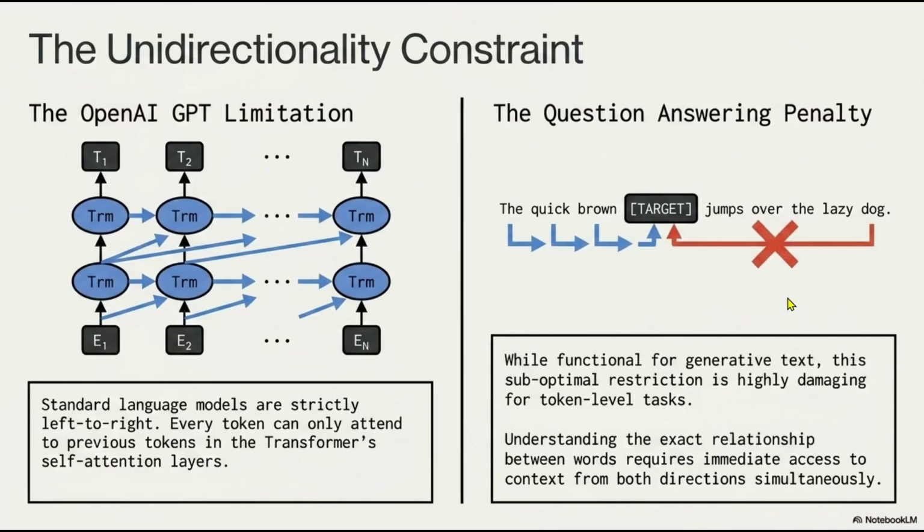Before BERT, models like OpenAI GPT faced a unidirectionality constraint, meaning every token could only attend to previous tokens in the self-attention layers. While functional for generative text, this restriction is highly damaging for token-level tasks like question answering, where it is crucial to incorporate context from both directions simultaneously.